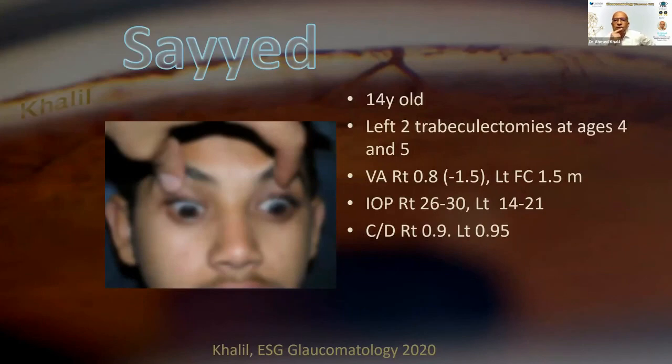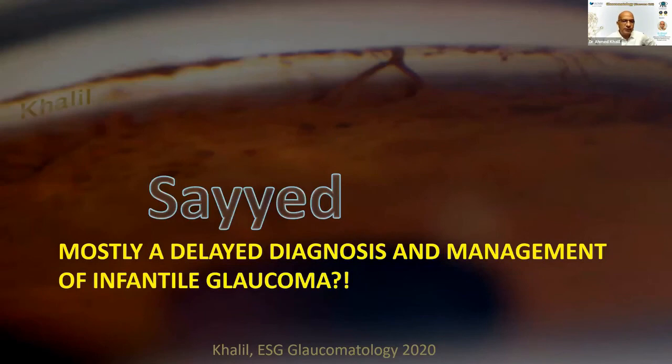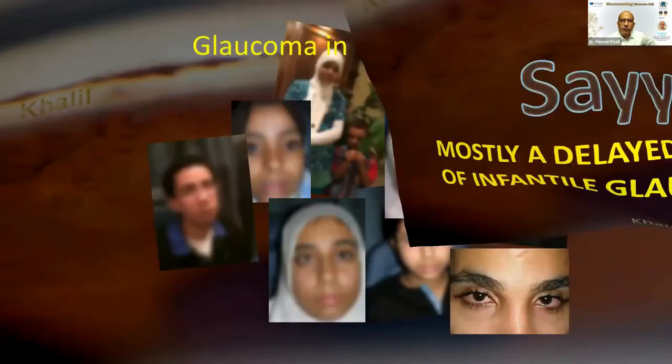And this Sayed is a 14-year-old child. He had left eye trabeculectomies at the ages of 4 and 5, and for his good luck, the left eye was controlled. The visual acuity was 0.8 in the right, and counting fingers in the left eye. The IOP was 26/30 in the right and 14/21 in the left eye. The CD ratio showed bilateral advanced cupping. So he was operated for glaucoma in one eye, and probably the other eye did not have glaucoma when the first eye was operated, and it kept progressing for years until he presented. So he was mostly a delayed diagnosis and management of infantile glaucoma.